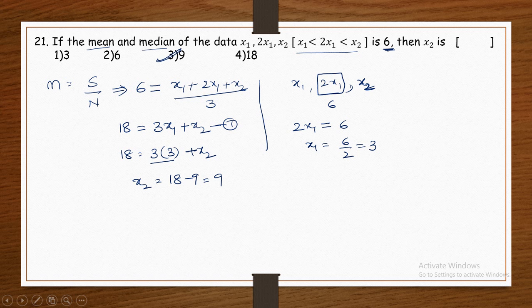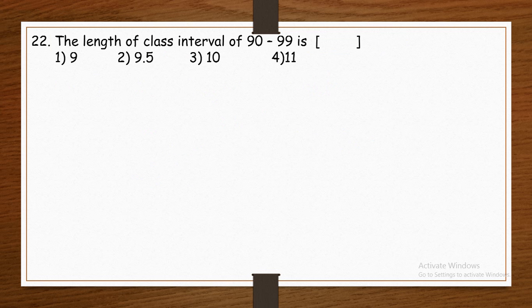Next moving on to question number 22. The length of the class interval 90 to 99. If you want to find the length of the class interval from 90 to 99, if you observe, it is an inclusive class. When it is an inclusive class, we do 99 minus 90 plus 1. So what am I going to get? 9 plus 1, which is equal to 10. Hence the length of this particular class interval is 10.